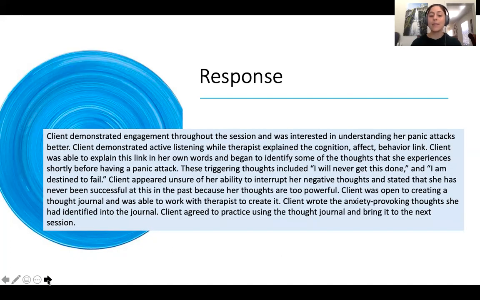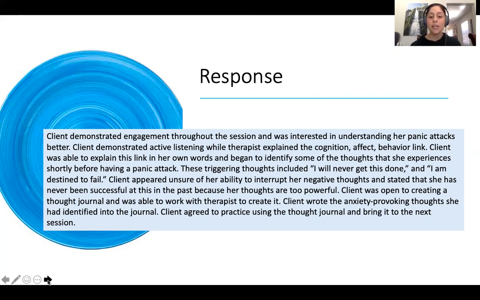So here's an example. And I want you to notice how the client's response makes sense given what I wrote in the intervention. So I'm going to read it. Client demonstrated engagement throughout the session and was interested in understanding her panic attacks better, showing that it's clear that I'm working on panic attacks.